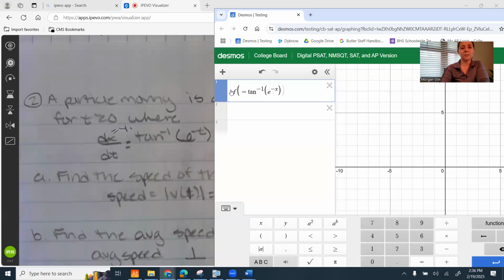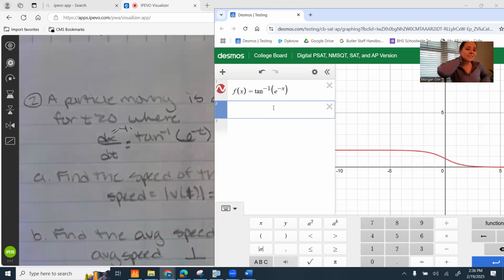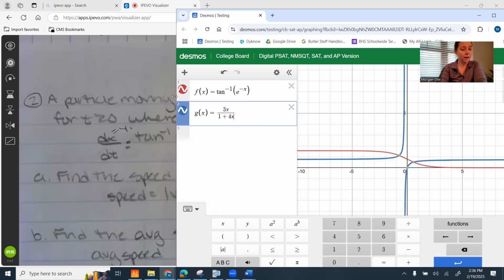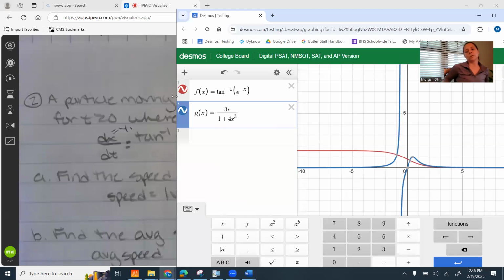Just do f of t like that. All right, and just so that it's defined, okay? Or x, I'm sorry. Keep messing around. Okay, and then same thing, we'll just call the y g of x, okay? So here, the y value is that thing over there. All right, so I'm just going to type it in, equals, 3x divided by 1 plus 4x cubed. All right, so here we go. Here's the two graphs. I don't know if the graphs are important here, but putting these things in can help us in the long run.